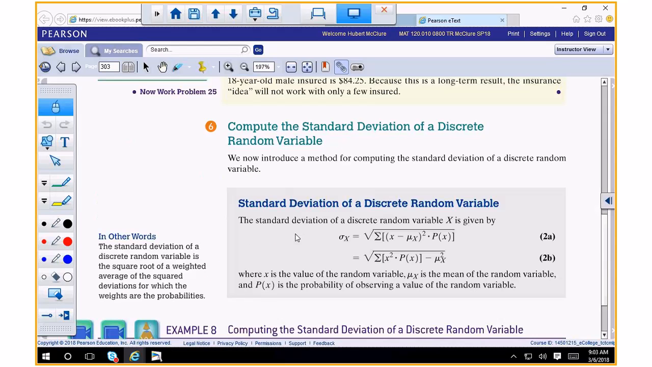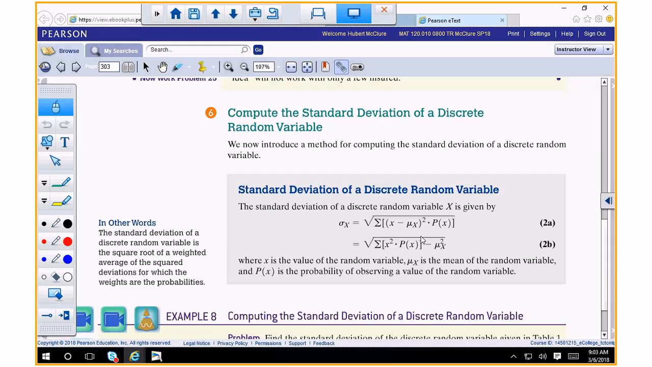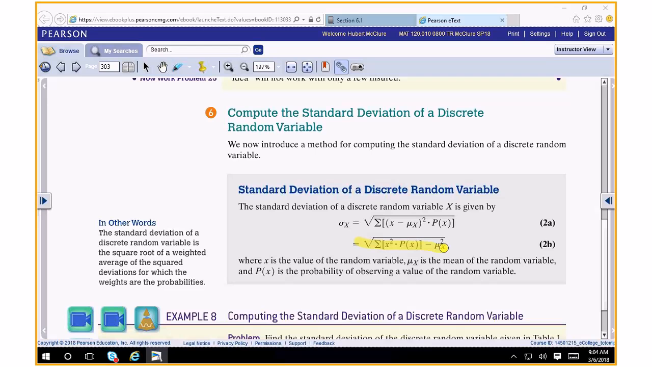All right, standard deviation. Write that down. Now, don't write down 2A. I don't use 2A. I use 2B. So write down the second one. That's the one I use. The summation of x squared times p of x minus the mean squared.